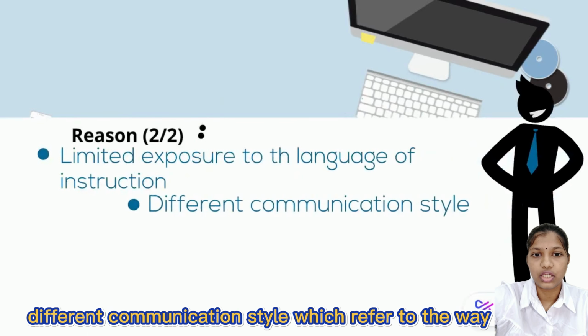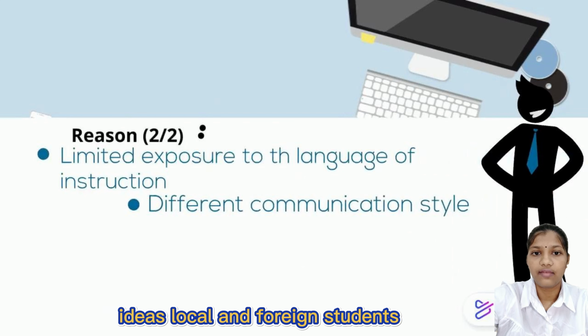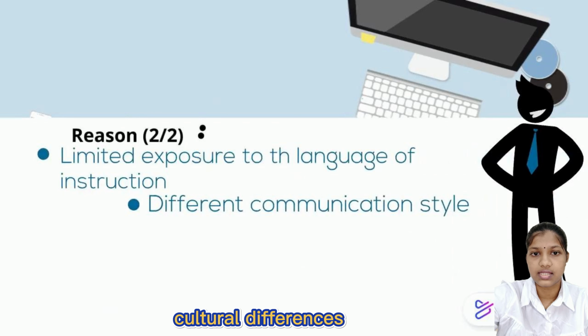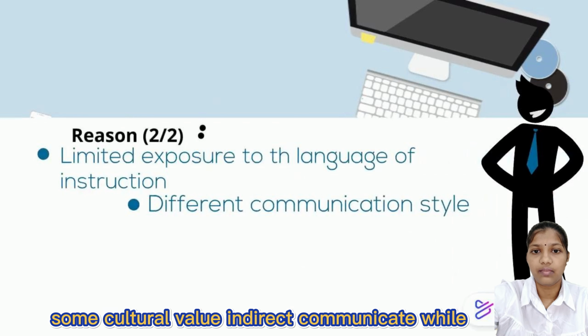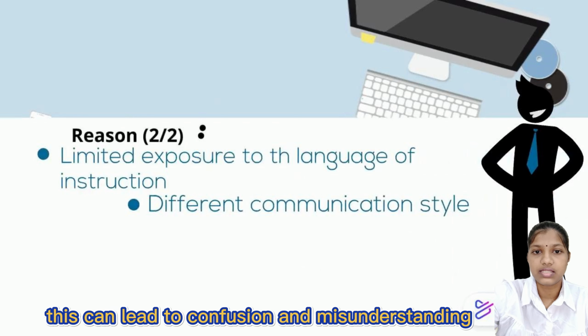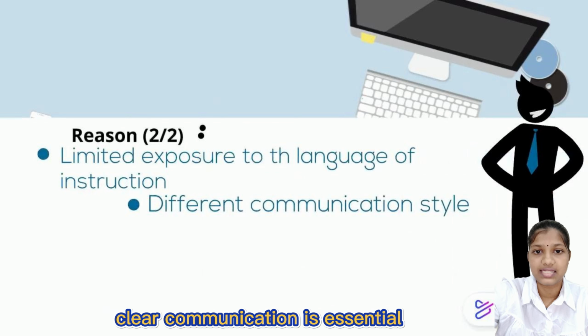The third reason is different communication styles, which refer to the way people express themselves and convey their thoughts and ideas. Local and foreign students may have different communication styles due to cultural differences, social norms, and personal preferences. For example, some cultures value indirect communication while others prefer direct communication. This can lead to confusion and misunderstanding, especially in academic settings where clear communication is essential.